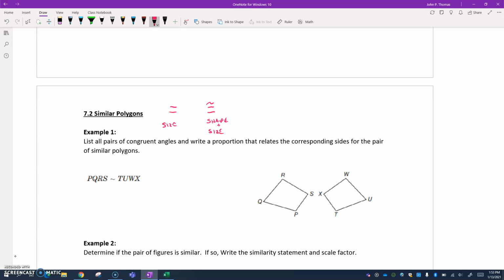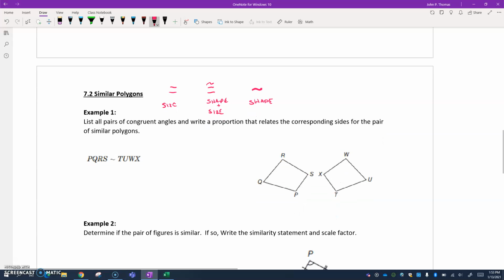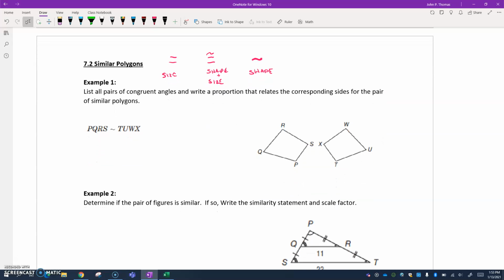And what we're going to move on to today is similarity. And similarity is just the same shape. Now, for something to have the same shape, that means it's going to have the same angle size. Every angle is going to be congruent if it's corresponding. And the sides are going to have to be proportional.